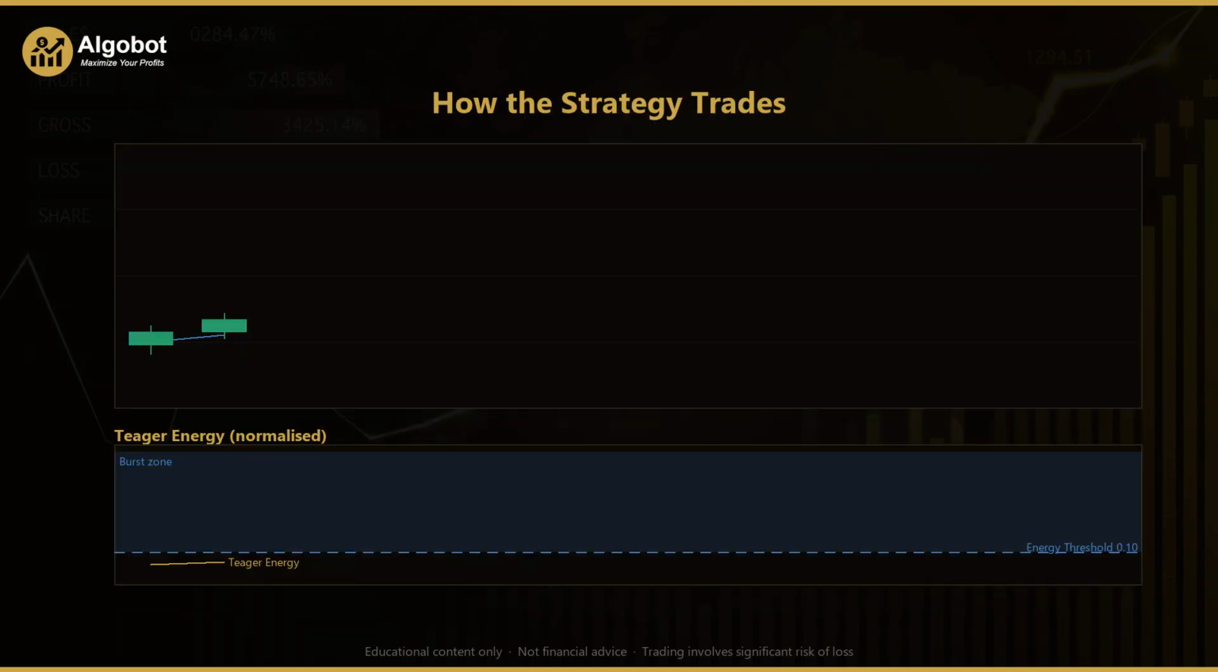On the price panel, you'll see a smooth blue line running through the candles. That's the slow moving average baseline, the trend filter. Below the candles sits the energy panel, showing the normalized Teager energy in gold, with a dashed level marking the energy threshold at 0.10. Everything above that dashed level is the burst zone. Watch how the two panels work together.